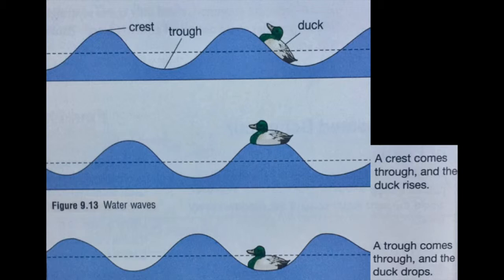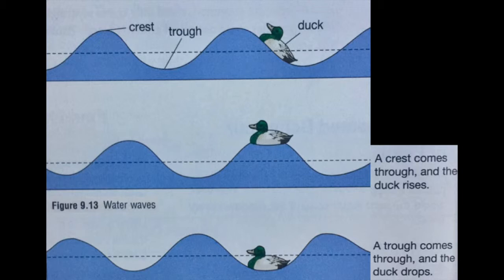The high parts of the wave are called crests. The low parts between the crests are called troughs. As the wave moves to the right, the duck rises up as the crest passes. Then the duck drops down as the trough passes. There's A, B, C, and it says 9.13 water waves. So study that diagram. It's very similar to what we did in chapters 10 and 11, which we've actually already done.